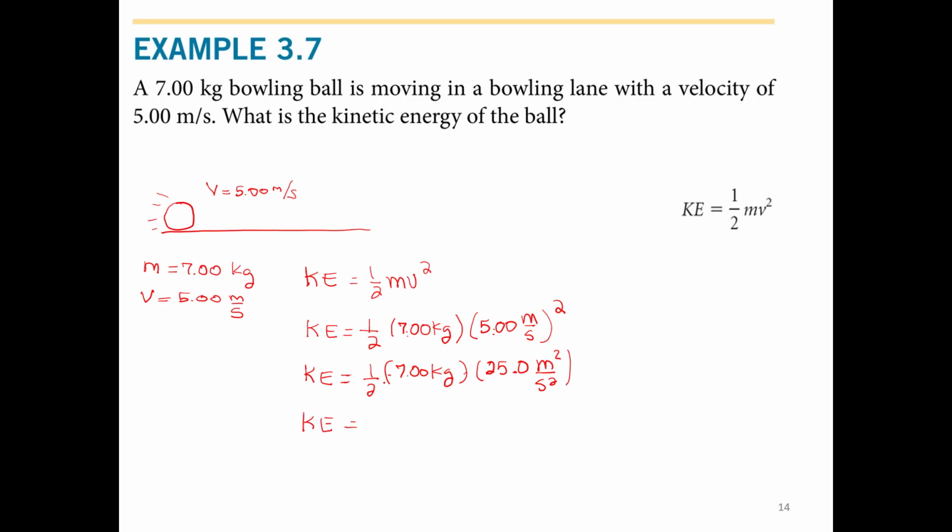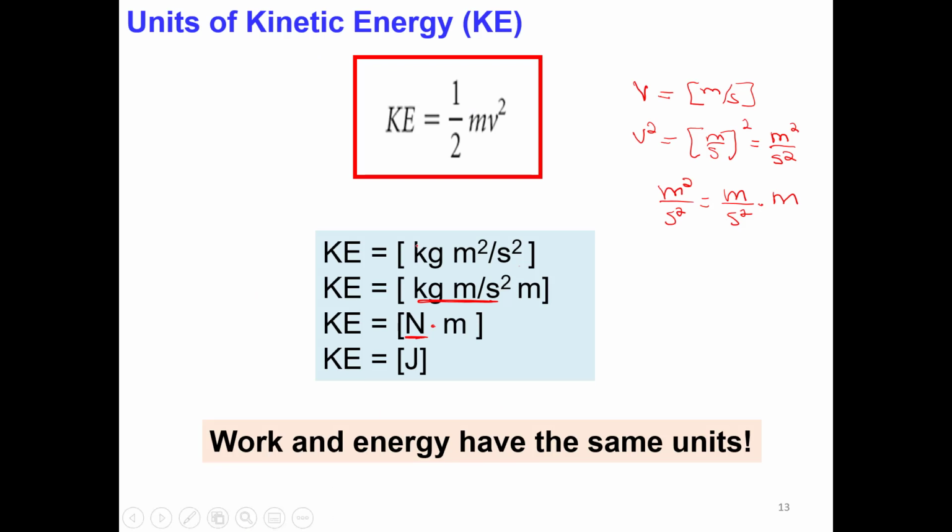Then here you can just multiply 7 times 25 and divide by 2. Or if you want, you first multiply 7 times 25, and then divide by 2. How you multiply depends on you. And kilograms, meters. And we know this corresponds to joules. Yes, we just discussed the kilograms meter square per second square correspond to joules.